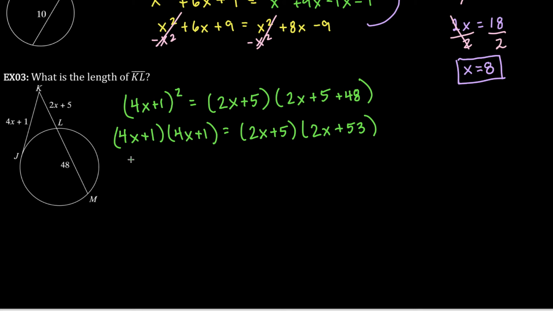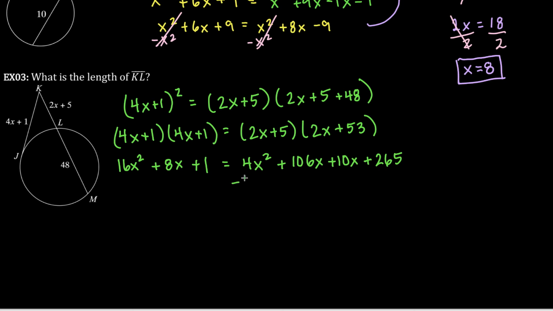And so I get 4x times 4x is 16x squared. 1 times 1 at the end is plus 1. 4x times 1 is 4x. 1 times 4x is 4x, so I get 8x. And I get 4x squared here. And then plus 10x plus 10x, 5 times 5 is plus 25.